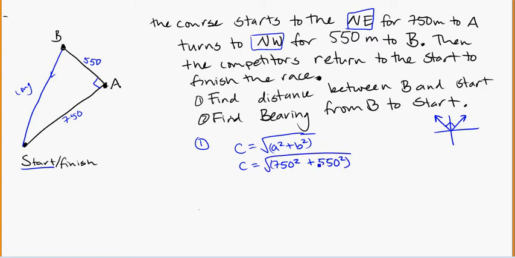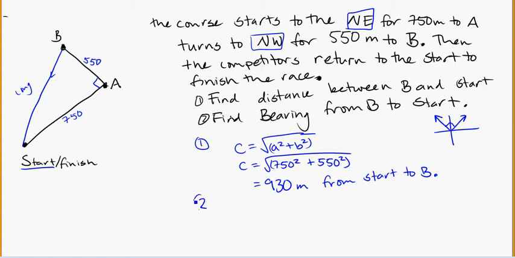And our answer for this one, plugging it into our calculator, we will get roughly 930 meters from start to B, or from B to the start. Direction doesn't matter on that. Okay, so we know that this side of the triangle then is 930.